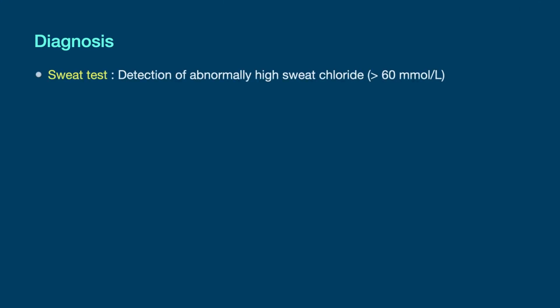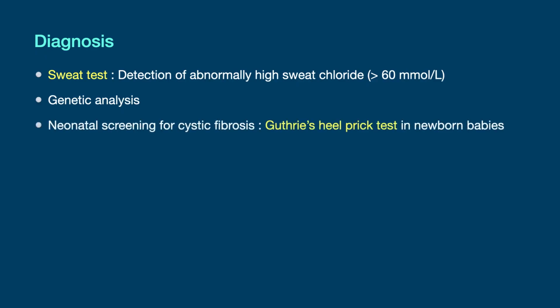The diagnosis is made by detection of abnormally high sweat chloride, which is more than 60 millimoles per liter, by doing a sweat test. This test is considered the gold standard of diagnosis. Genetic analysis is another way of making the diagnosis. This procedure is indicated for siblings of index patients and those diagnosed with cystic fibrosis, contemplating pregnancy and childbirth. Neonatal screening for cystic fibrosis is now performed via Guthrie's heel prick test in newborn babies.